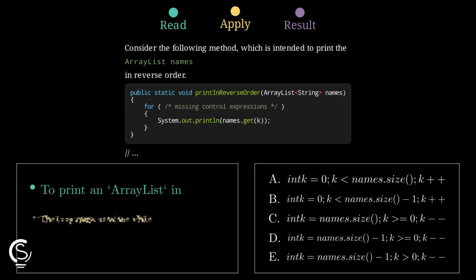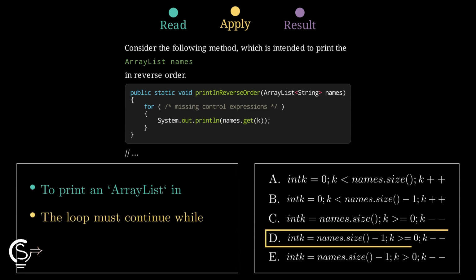Finally, we decrement k each iteration to move backwards through the list. Choice D matches this logic perfectly, making it our final winner.